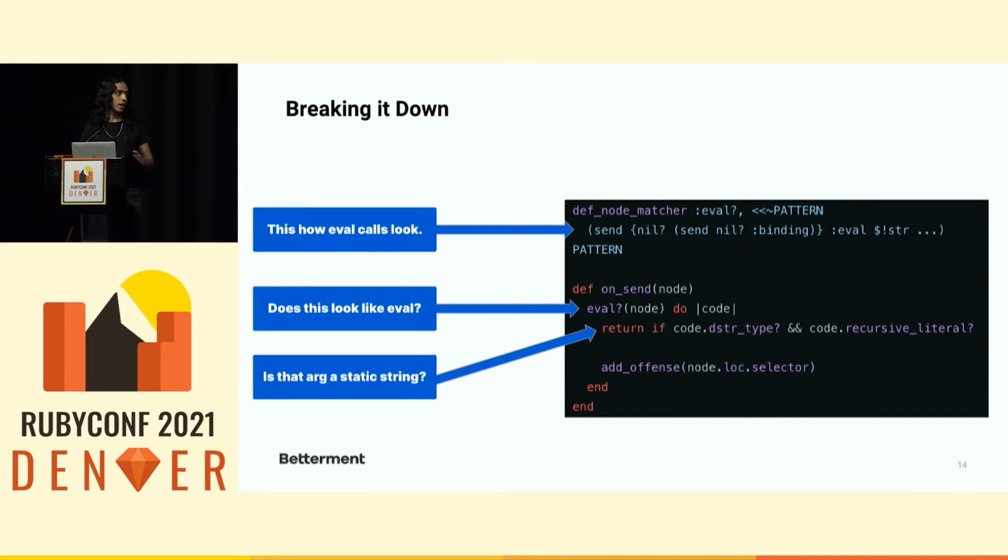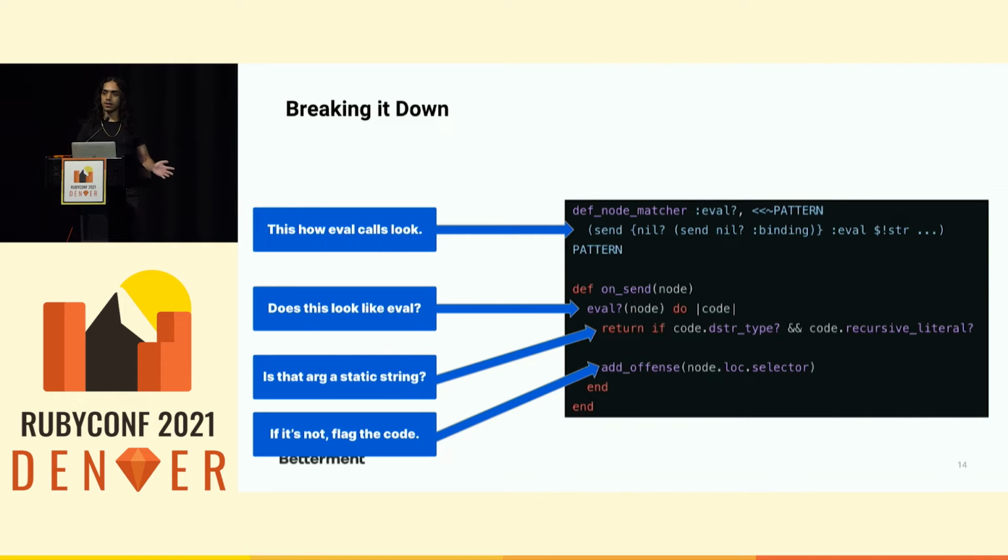Because if an eval method takes a static string, chances are it doesn't really have any vulnerabilities. However, if it doesn't take a static string, that means it's taking a dynamic string, possibly taking in user input, at which point we alert the user saying, hey, this eval looks potentially unsafe, so that you and your code reviewers can tell that maybe this eval use warrants a second look.